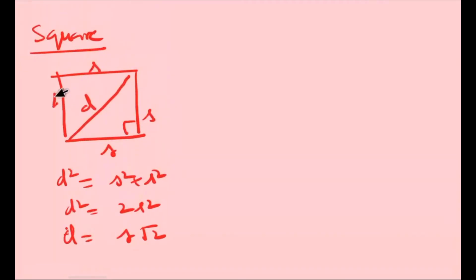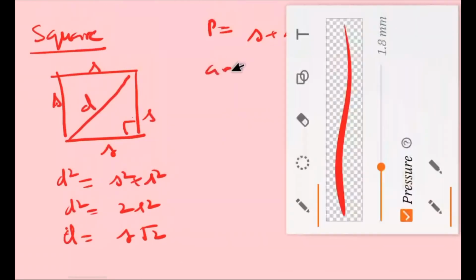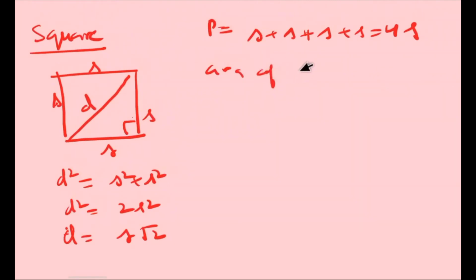Now perimeter equal to this side plus this side plus this side plus this side. This is the boundary. Side plus side plus side plus side equal to 4 into side. Now finding the area: area of triangle 1 plus area of triangle 2. That is the total area.